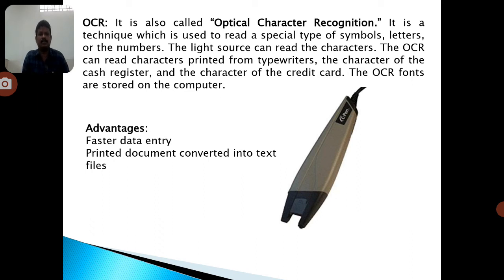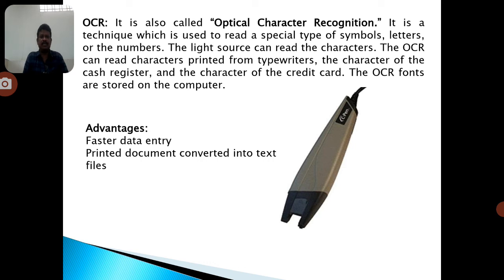So whatever special characters are read by this OCR, optical character recognition, the light source can read the character. Here there are light signals, and that light signal source can read the characters or any other information. So the OCR can read characters printed from typewriters, characters of the cash register, and characters of credit cards. On a credit card we can observe some special characters, and they can be read, special characters or numbers, with the help of this device called OCR.